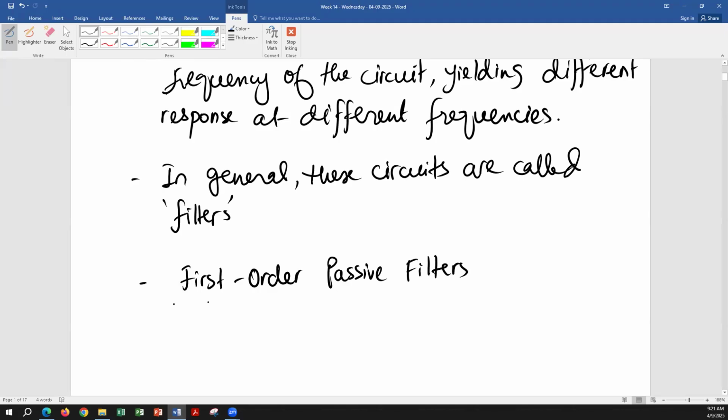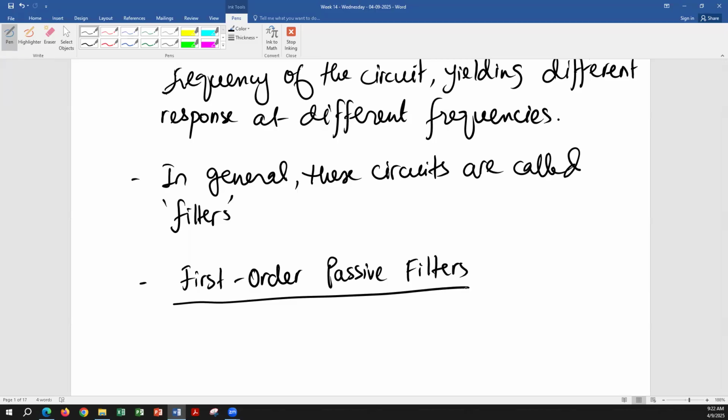So we're going to start looking at the very basic first order passive filters. First order means that you have only one reactive component. So when you write the equation in time domain, it is going to be a first order differential equation, as we did for RC circuit and RL circuit in chapter number 7. Passive means that they only have the passive components, resistors, inductors, and capacitors.